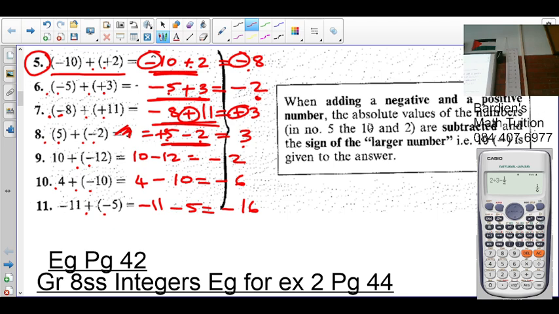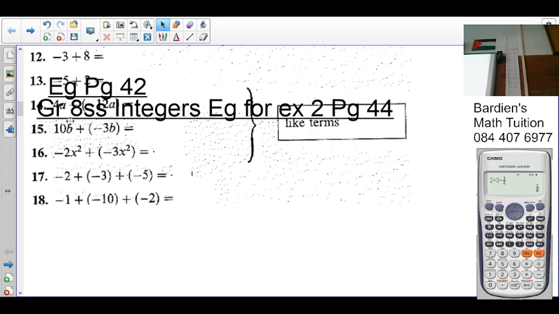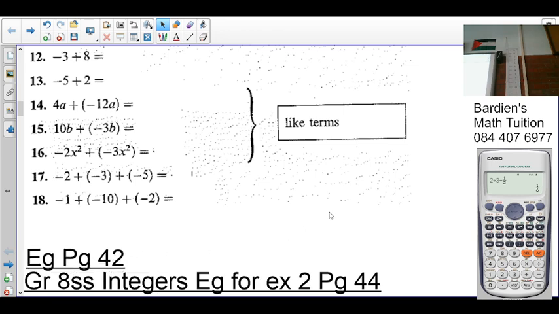We spoke about it, no? So let's carry on with our lives. Now we're looking at number 12. Okay, I'll move a bit faster. Okay. Number 12. We've got negative 3 plus 8.